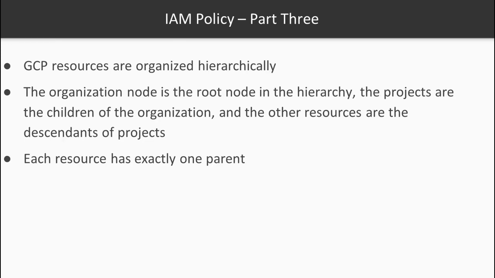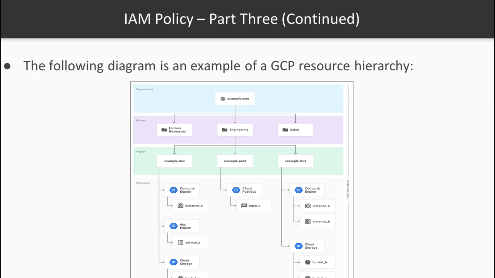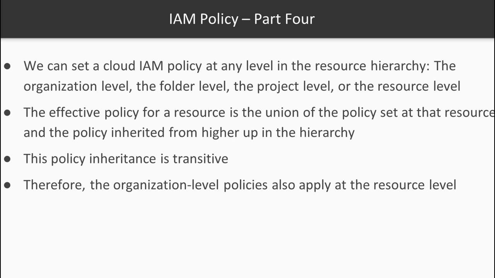GCP resources are organized hierarchically, where the organization node is the root node in the hierarchy, and the projects are the children of that organization, and the other resources are the descendants of that project. Each resource has exactly one parent. See the Resource Manager resource hierarchy topic for more information. You can set Cloud IAM policies at any level in the resource hierarchy: the organization level, the folder level, the project level, or the resource level.